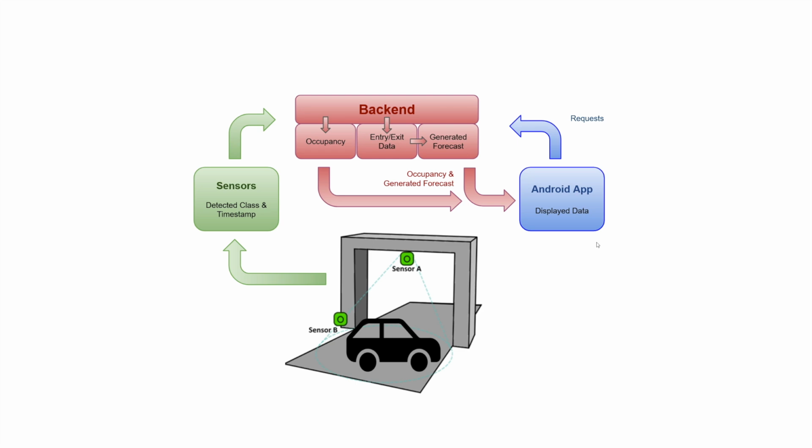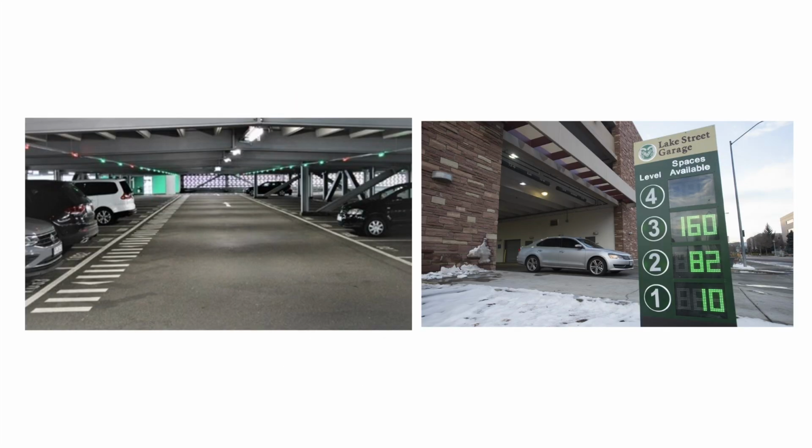From there, the back end will then report the occupancy, entry exit data, and generated forecasts. When the Android app requests that data, the back end will simply give it that data. So what makes ours different from what we see here? Ours will utilize two sensors for the entry and exit.